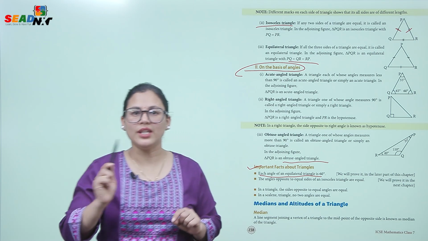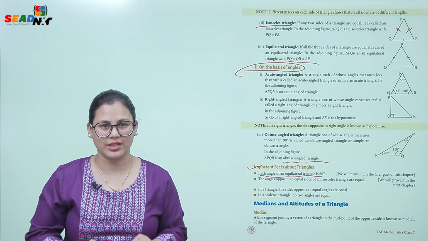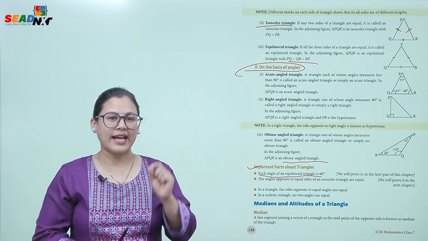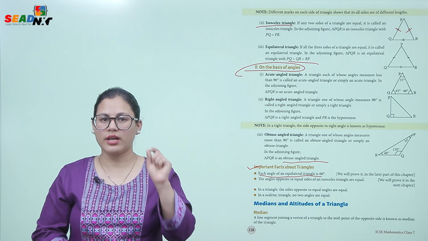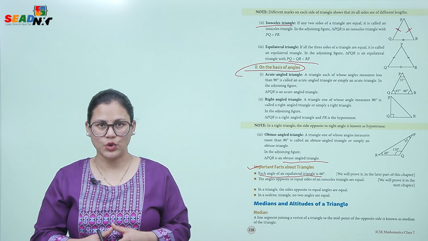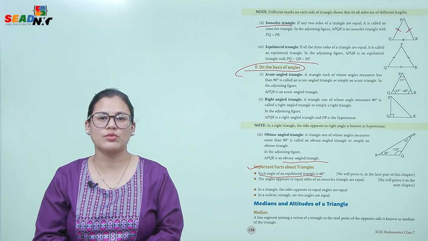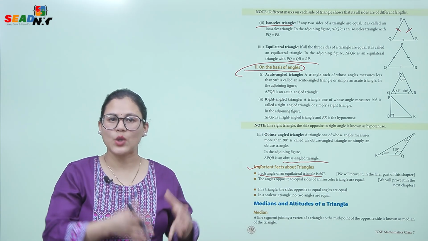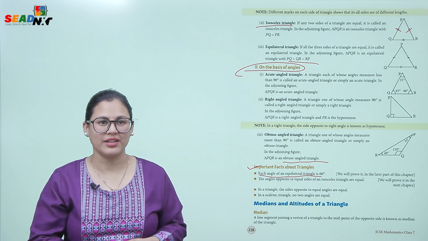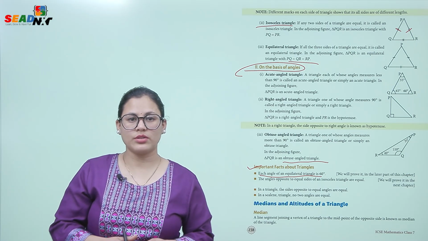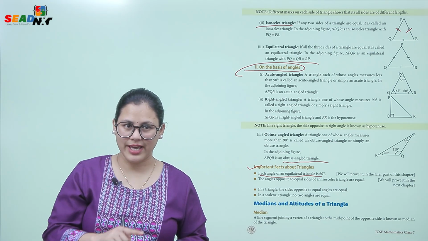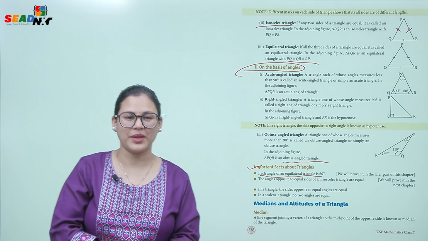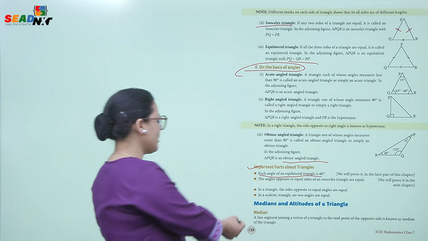In an equilateral triangle all three angles are 60 degrees each, and we'll prove it in the later part of this chapter. The angles opposite to equal sides of an isosceles triangle are equal. We'll prove it in the next chapter. Means the angles opposite the equal sides in an isosceles triangle are equal. In a triangle, the sides opposite to equal angles are equal, and in a scalene triangle, no two angles are equal. Now medians and altitudes of a triangle.